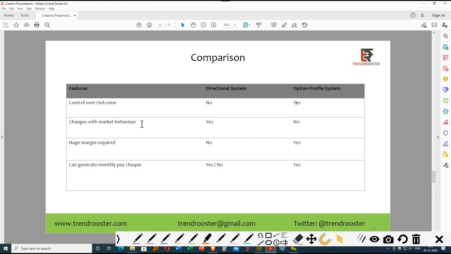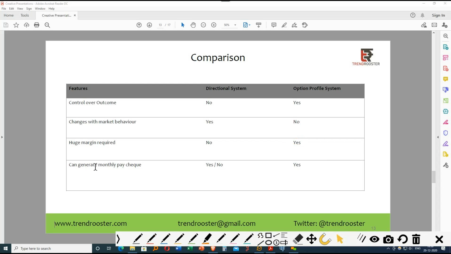Okay. You have to change with the market behavior, so this you have to change. Here we don't have to change it. The system will work in all market conditions, so we don't have to change it. Huge margin required. There it is no, but here we have a yes. So it is capital intensive. That's explained before. So we have to pay margin.